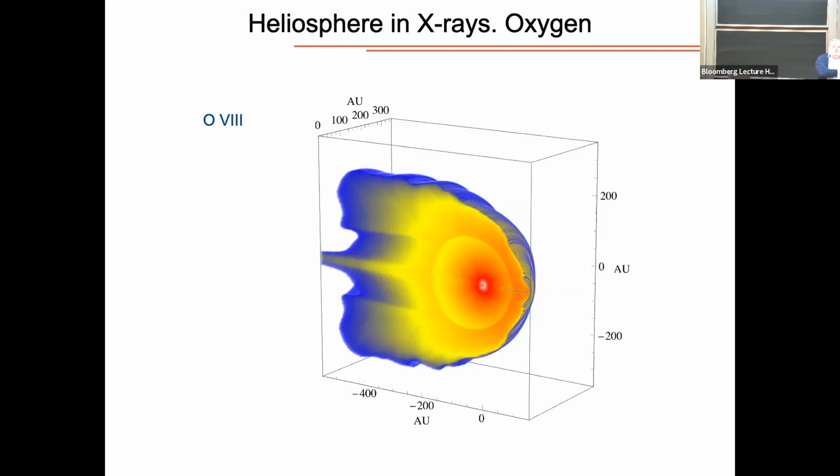Where do we get neutrals in the heliosphere? Neutrals are from the interstellar medium. We have about 0.2 particles per cubic centimeter of neutrals. And neutrals are not impeded by the magnetic field, so they can penetrate freely. They don't know about the magnetosphere effectively. They penetrate deep inside.